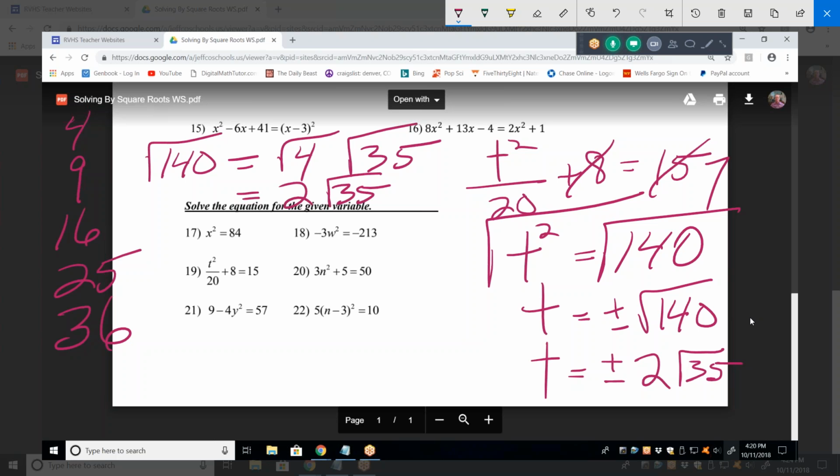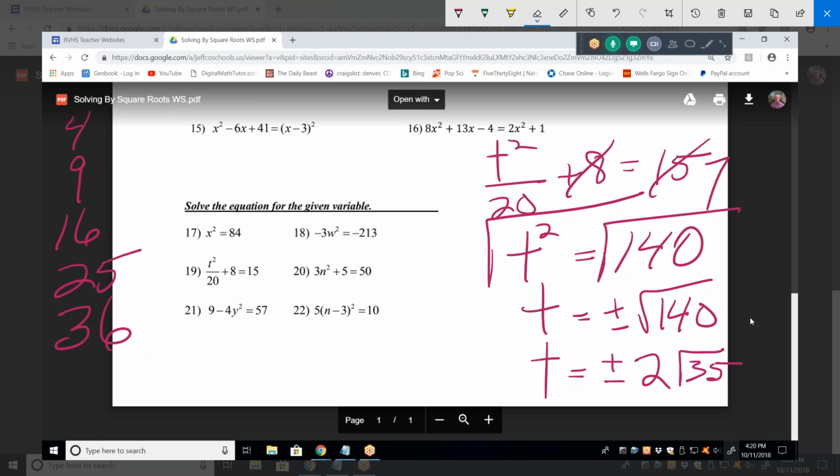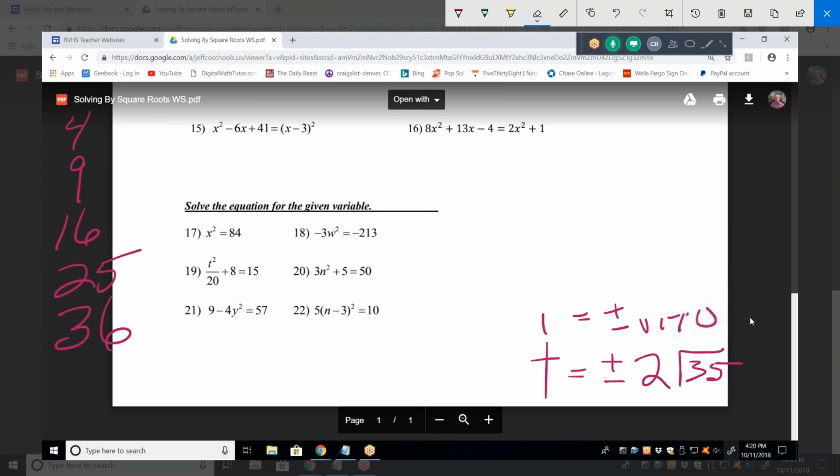You need to. You need a way of remembering to always do that. And it's important. It's as important as being able to solve the problem. You're going to lose half credit if you leave that plus minus off there. I'm leaving this list of perfect square numbers up. In fact, I'm adding to it a little bit.